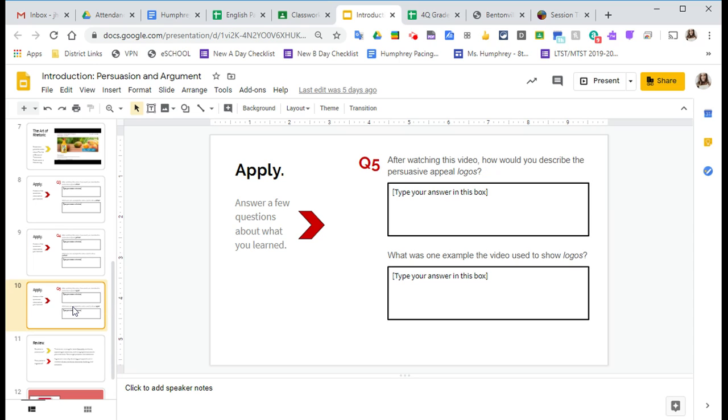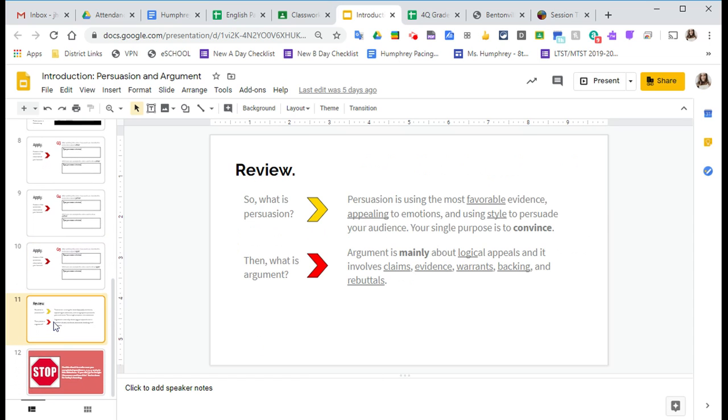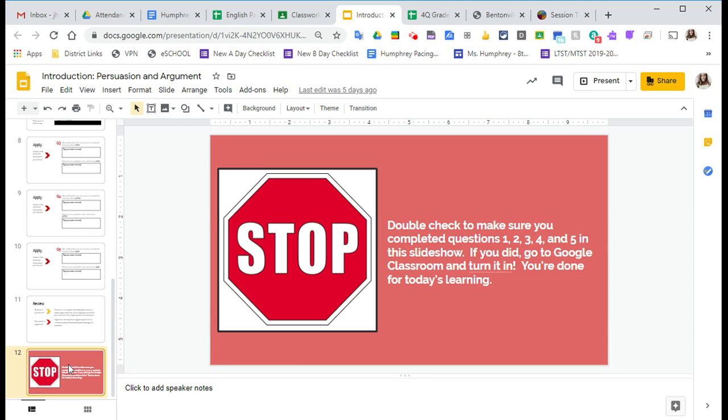And then we get to the last slide. It's looking at how you describe logos in your own words, and then one example from the video that showed that. Okay, and then you review about really what persuasion is and its main focus, and then what the difference is with argument. And then you're finished. So the stop slide will let you know to review and make sure you did the questions that you needed to answer. And then you can go back into classroom and turn it in.